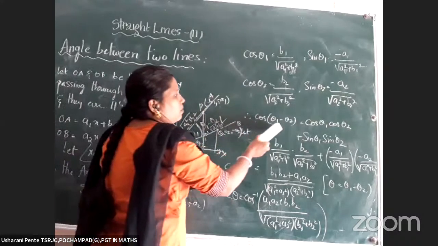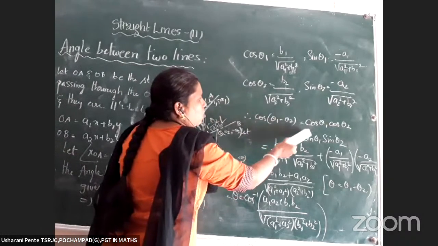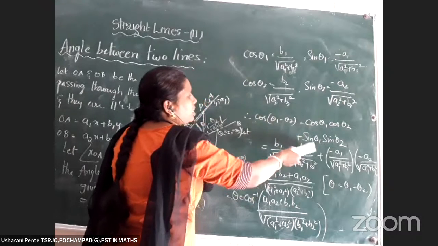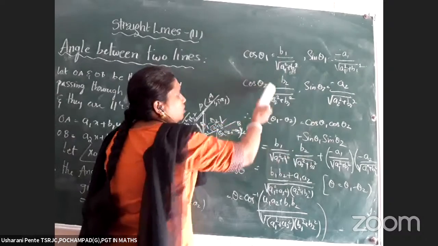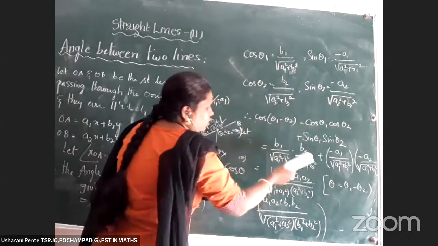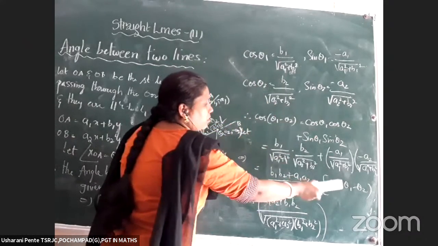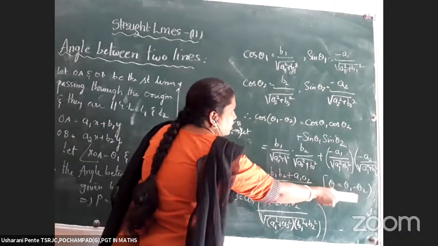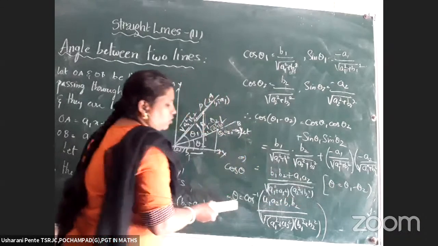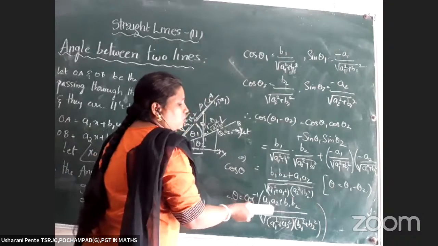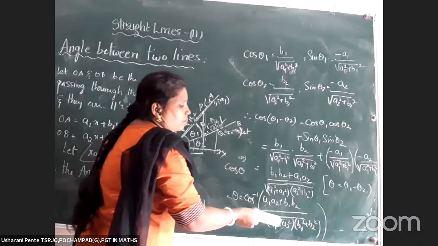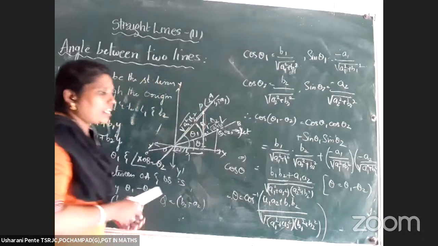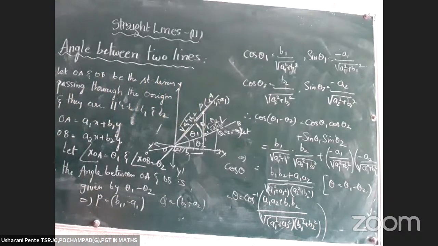Cos of theta 1 minus theta 2 we will get as cos theta 1 into cos theta 2 plus sin theta 1 into sin theta 2. Substituting the values we got, we get this. We know theta 1 minus theta 2 is theta. Therefore, theta is equal to cos inverse of A1 A2 plus B1 B2 by under root of A1 square plus B1 square into A2 square plus B2 square. So this is how we find the angle.